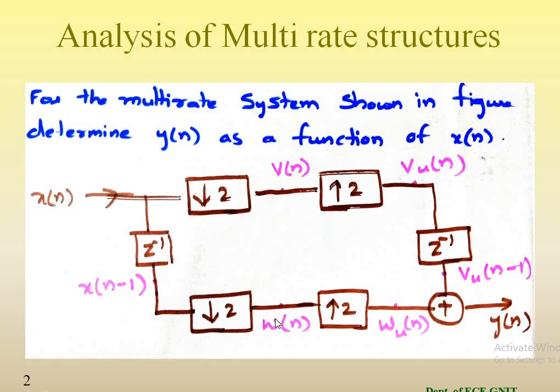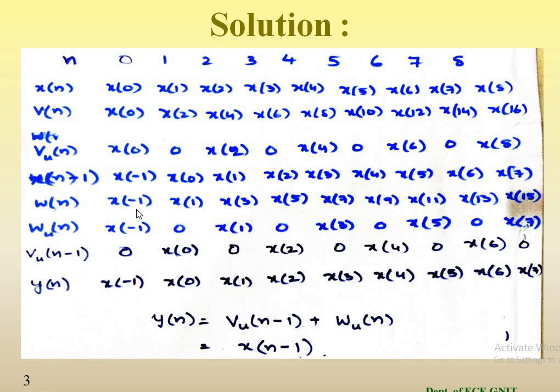Let us consider the output w of n in this case. Since we lost M minus 1 samples in between, the output of the downsampler is now given as x of minus 1, x of 1, x of 3, x of 5, x of 7, x of 9, and so on. This is how we got our w of n. This is the result of the downsampled version of the input sequence.